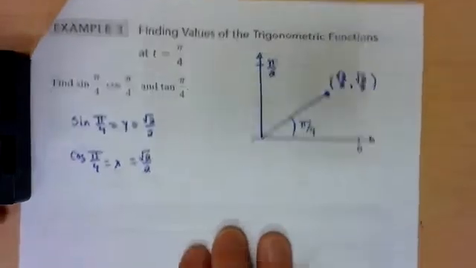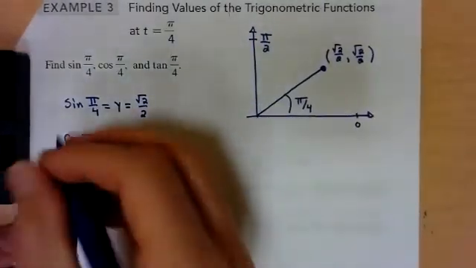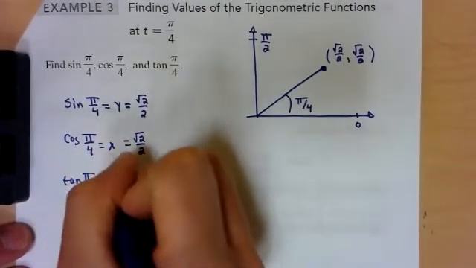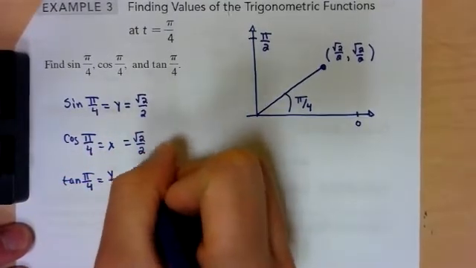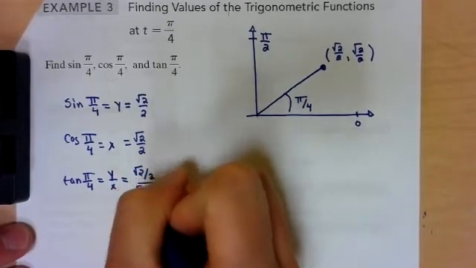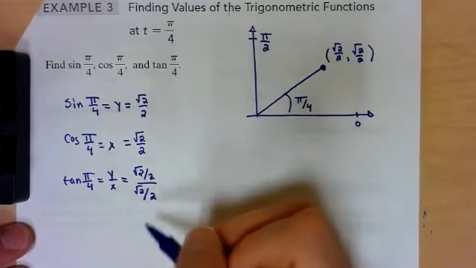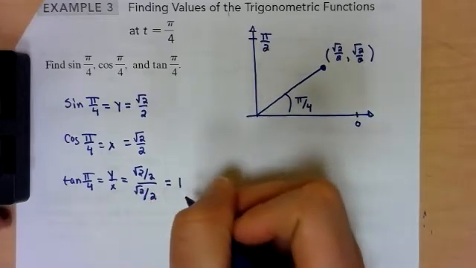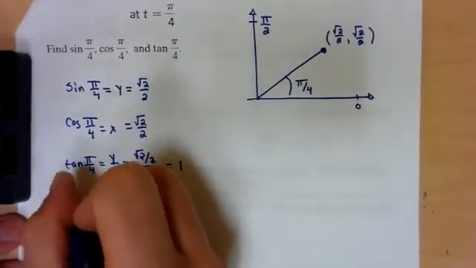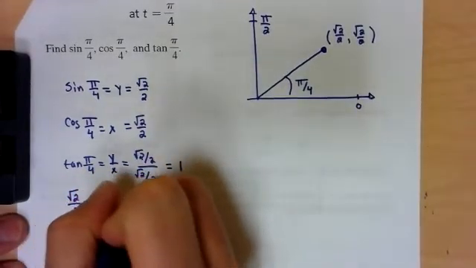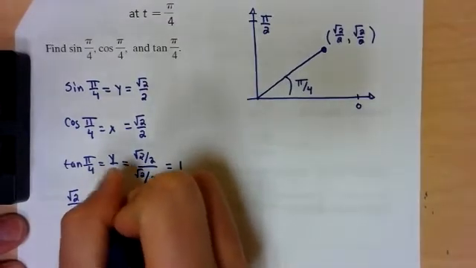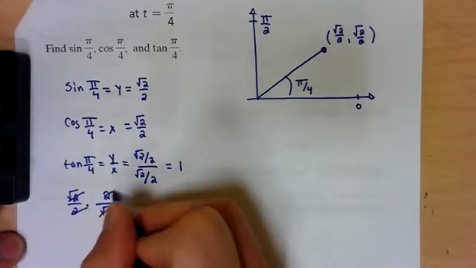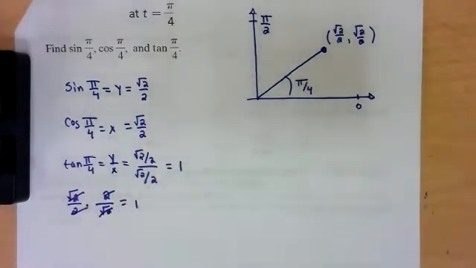Now we get to tangent. Almost always with tangent, we're going to have to do a little more work. So tangent of pi over 4 is y over x, which is √2 over 2 divided by √2 over 2. Well, what's anything divided by itself? Wouldn't you all agree that anything divided by itself is 1? Let's make sure of that by actually doing this dividing. √2 over 2 times the reciprocal of √2 over 2. I have √2 divided by √2, which is 1, and 2 divided by 2, which is also 1, and therefore it is 1.